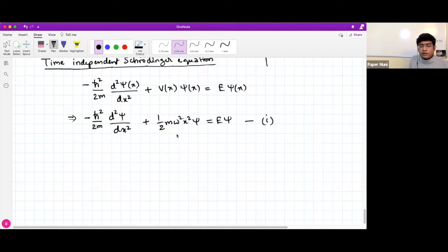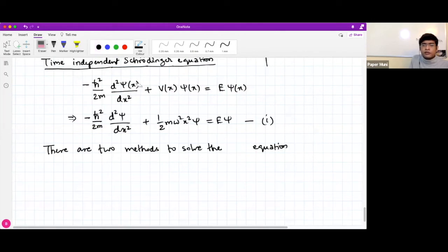Now there are two methods to solve this. This is not as easy as the earlier one, which we solved for 1D. We have this x squared term here, so this makes the differential equation a bit complicated to solve. So there are two methods to solve the above equation.